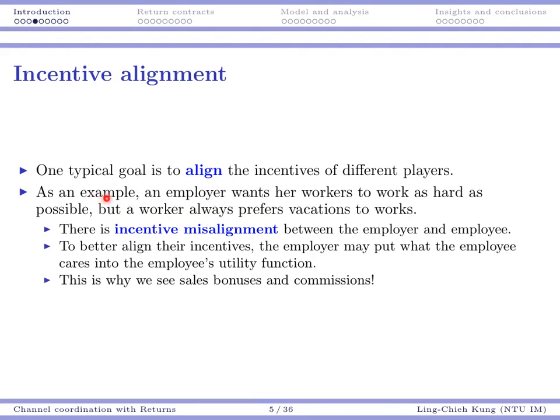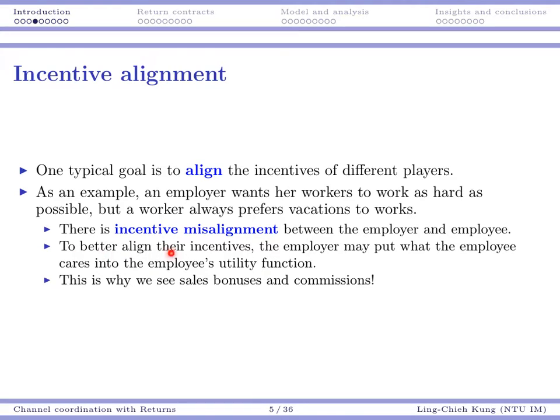As an example, an employer or the boss typically wants the workers to work as hard as possible, but a worker always prefers to take vacations instead of working hard. So there is a very obvious incentive misalignment between the employer and employee. The employer prefers the employee to work hard, but the employee does not.